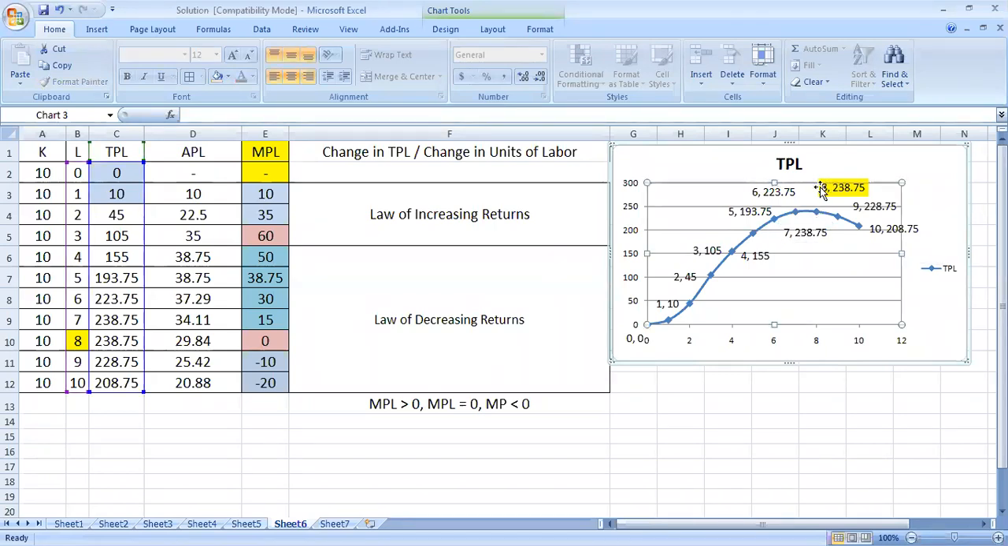Now look at the 8 units of labor and level of output 238.75, and the very next unit of labor is 9, and at the 9th unit of labor the level of output is 228.75. So after comparing the 228.75 level of output with the 238.75 level of output, we come to know that the yellow shaded level of output is the highest level of output as compared to all other levels of output, right? So we can say that at the 8th unit of labor, whatever level of output we are obtaining should be the maximum level of output.